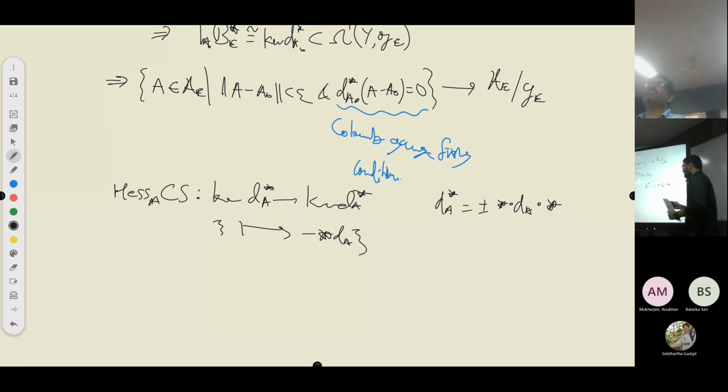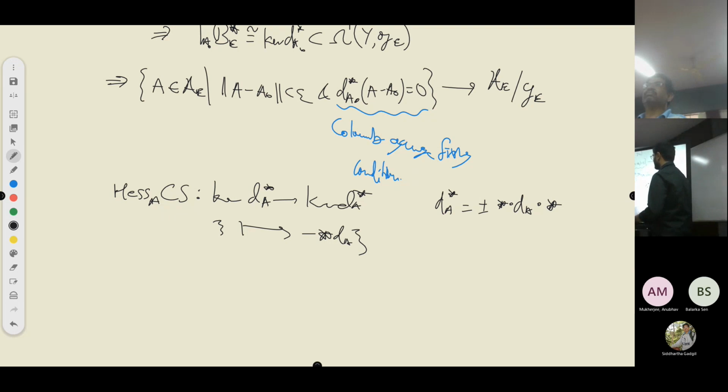So what you should think of is that while this is in the kernel of dA star, it is actually mapping to the image of dA star. And a little bit more symbol chasing will tell you that when the hypothesis is satisfied, this is surjective as well.